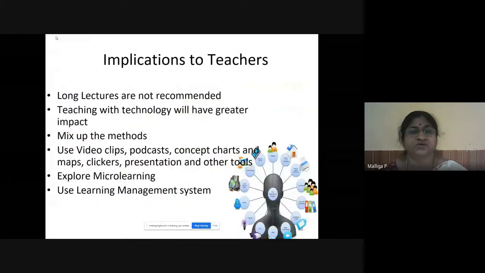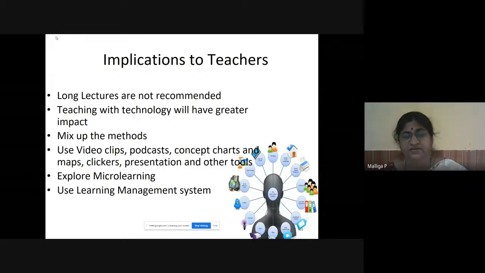So the implications for teachers are that long lectures are not recommended. Teaching with technology will have greater impact. Mix up the methods. Use video clips, podcasts, concept charts, clickers, presentations, and any other tools. Explore micro learning. Use a learning management system.